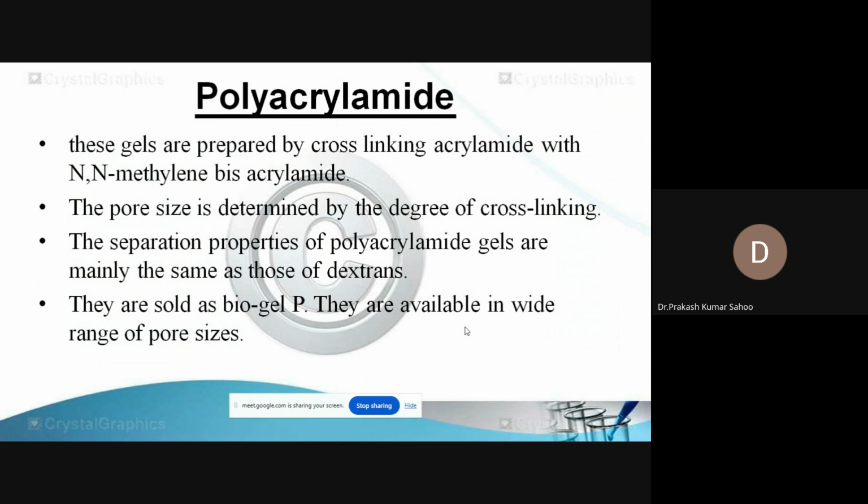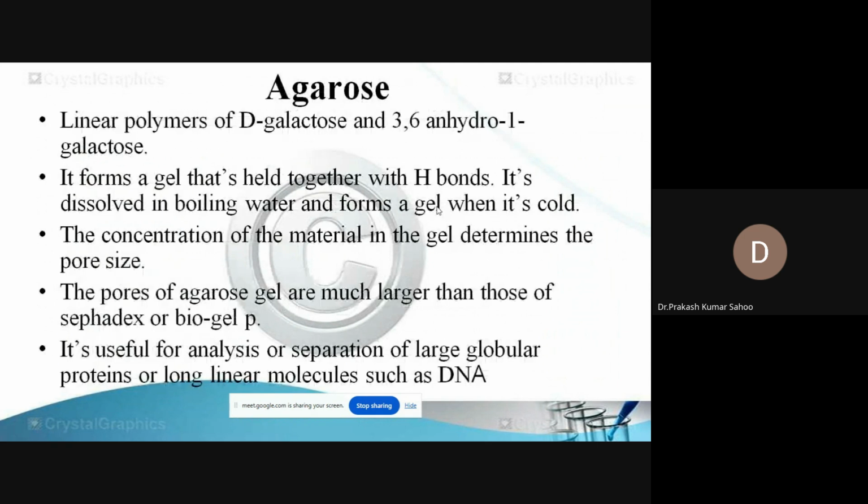They are sold as Biogel P. This is the commercial name. They are available in a wide range of pore sizes. So this is also another molecule which is used as the stationary phase for size exclusion chromatography, with different pore size or bead size.